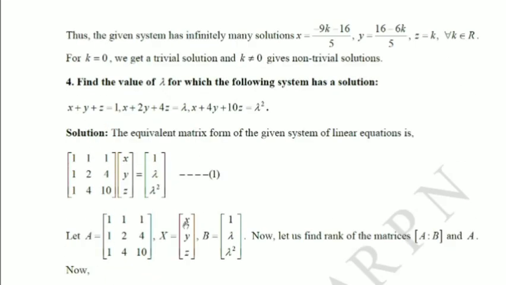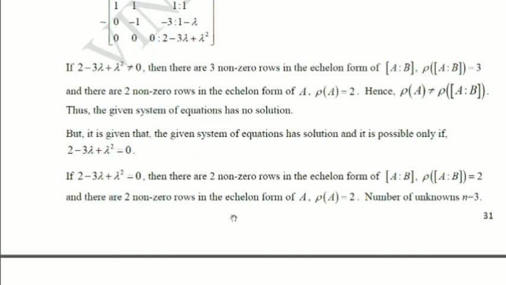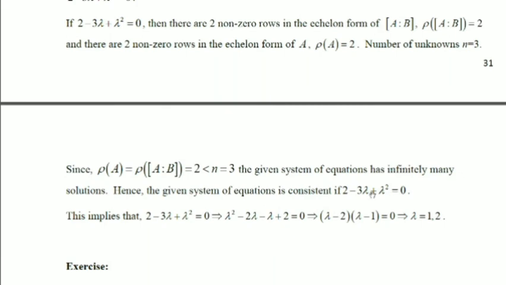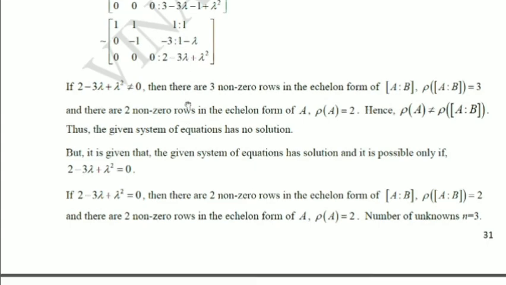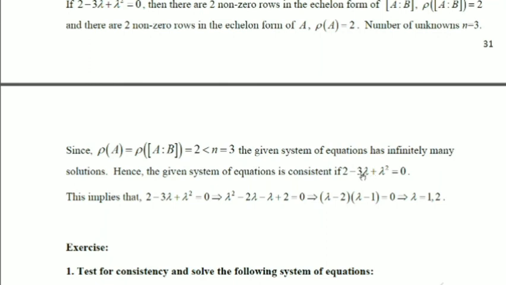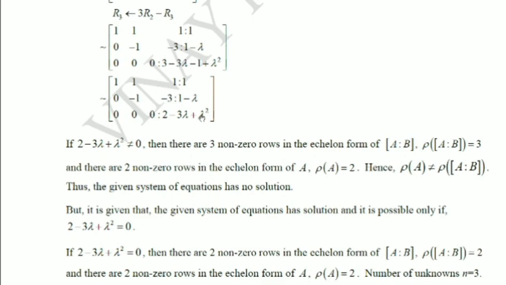Because they had given in the beginning that this system has a solution, that is possible only if lambda square plus 3 lambda, minus 3 lambda plus 2 becomes 0. When this becomes 0, then only this has a solution. So lambda square minus 3 lambda plus 2 equal to 0. You solve this, we'll get lambda equal to 1 and 2. For these values, if you put lambda equal to 1, then this is 1 square minus 3 into 1 is minus 3, plus 2, which becomes 0.